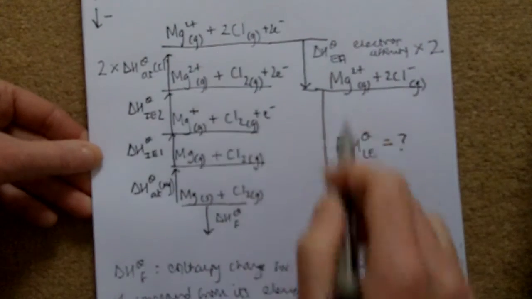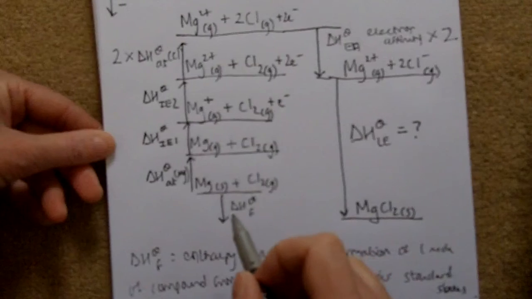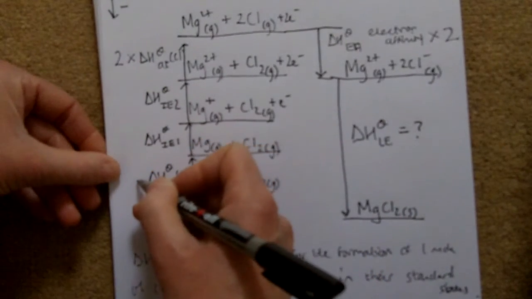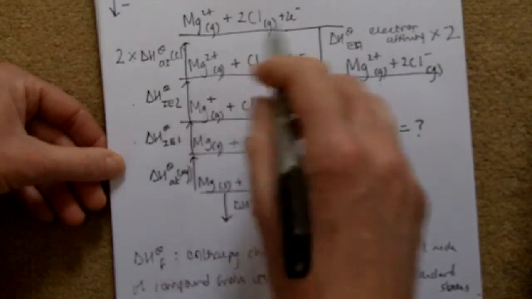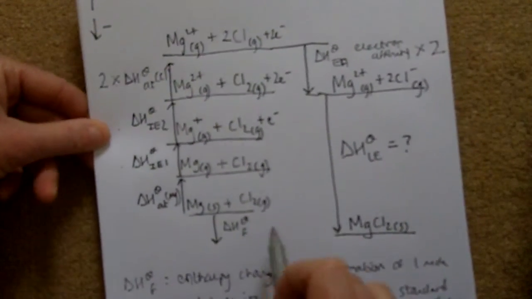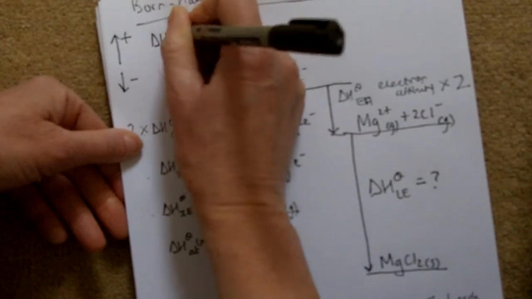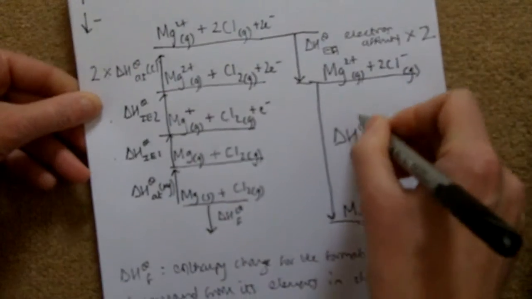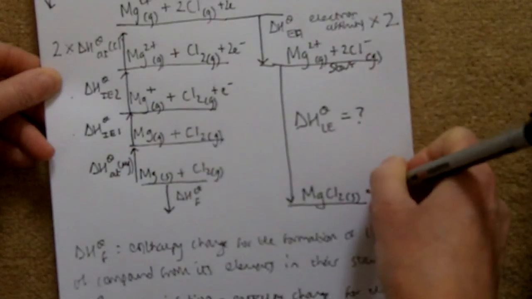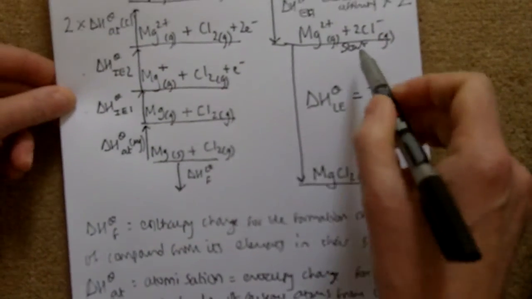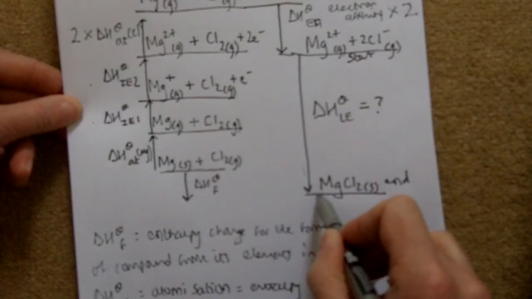Now that's how you build up a Born-Haber cycle. If you're doing this in a question, you'd actually write the enthalpy change by the side, but I haven't got the specific figures for this. Now we want to find the lattice enthalpy. That's the job. So we want to find this, and this is the start and this is the end. We want to start here and go down here to the end.